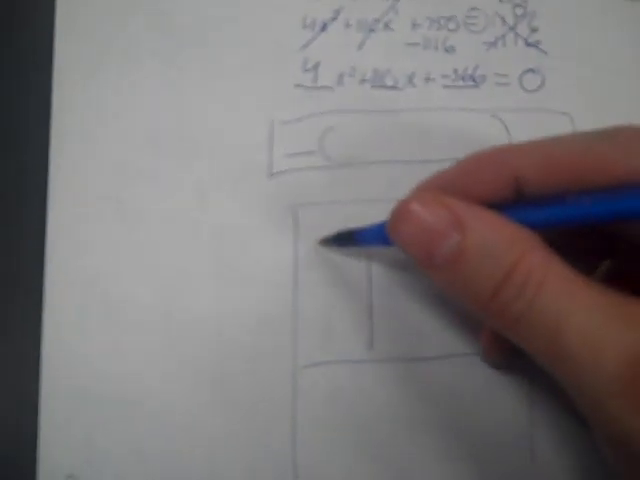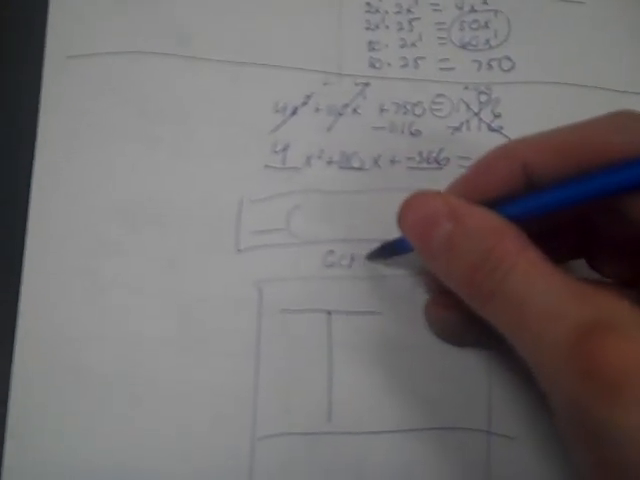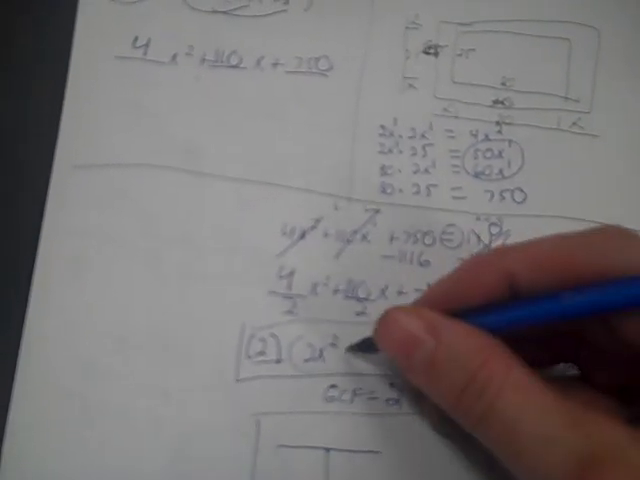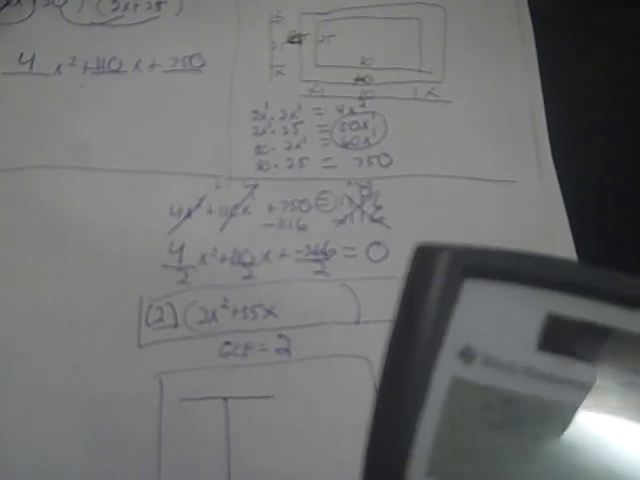GCF table. Negative, nope. x, nope. Okay, there better be a GCF there. So I go 4, comma, 110, comma, 366. Oh, I got 2. Okay. Now go divide all these by 2. 4 divided by 2 is 2, x to the second. 110 divided by 2 is 55, x. Negative 366 divided by 2 is negative 183.